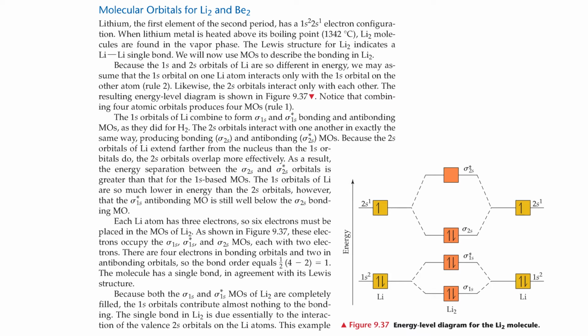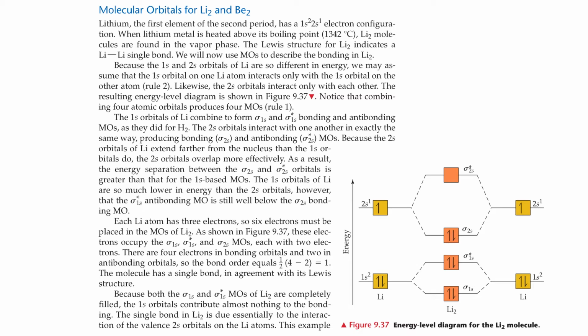The 1s orbitals of the lithium atoms combine to form sigma 1s and sigma star 1s bonding and antibonding molecular orbitals, as they did for hydrogen. The 2s orbitals interact with one another in exactly the same way, producing bonding sigma 2s and antibonding sigma star 2s molecular orbitals. Because the 2s orbitals of lithium extend farther from the nucleus than the 1s orbitals, the 2s orbitals overlap more effectively. As a result, the energy separation between the sigma 2s and sigma star 2s orbitals is greater than that for the 1s based molecular orbitals.